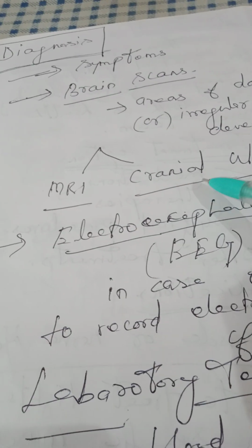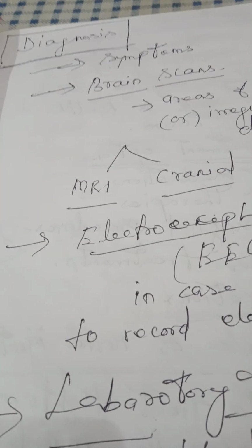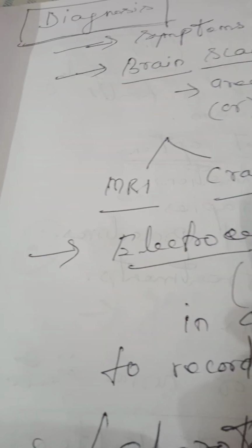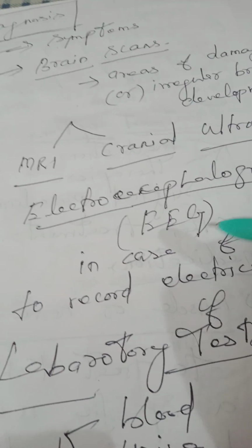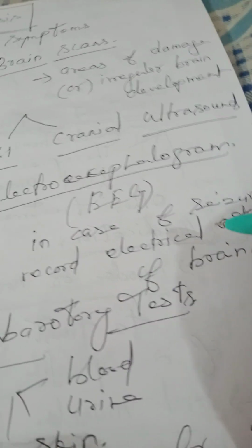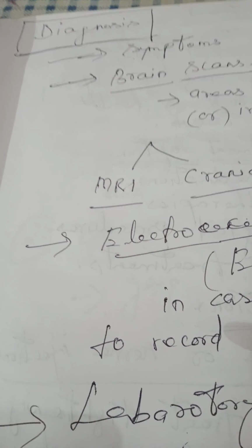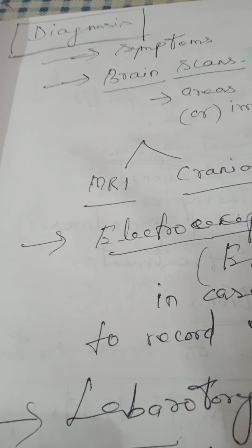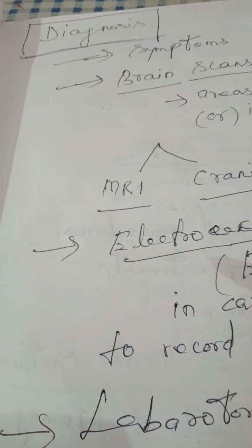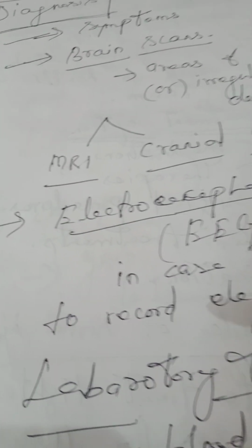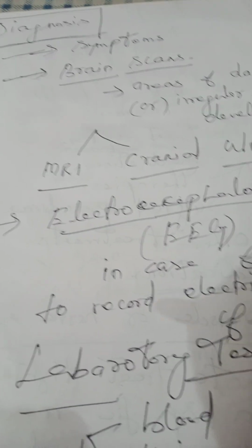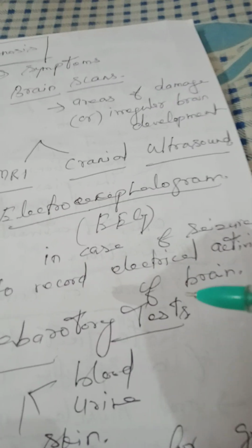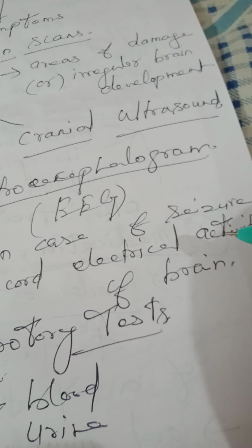Examples: MRI scan, then cranial ultrasound, cranial head MRI, magnetic resonance imaging. Third one, electroencephalogram, EEG. The people may have fits. Already I explained, the people may have fits or seizures, epilepsy. In case of seizures or epilepsy, EEG is used to record the electrical activity of the brain.